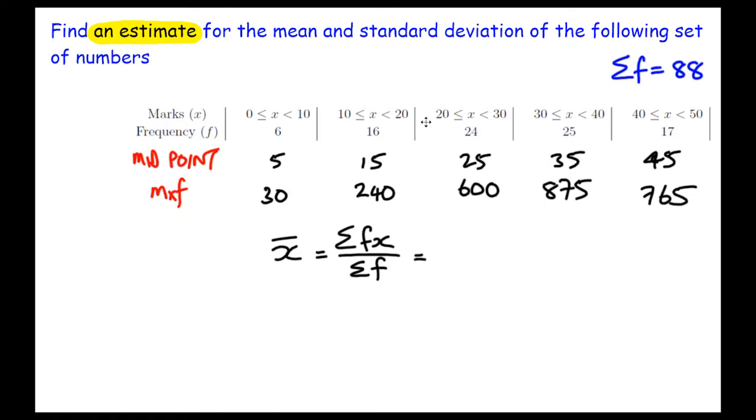So we'll go ahead and put those values in. The sum of f x being 2,110, and the sum of the frequencies, as we said earlier, being 88. So from here, I can see that the mean, or x bar, is going to be 28.5227.